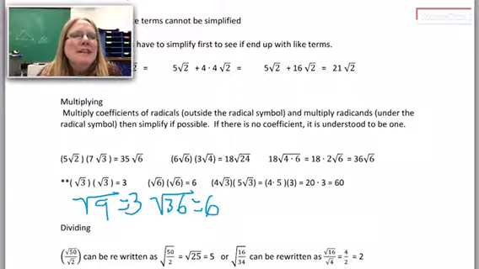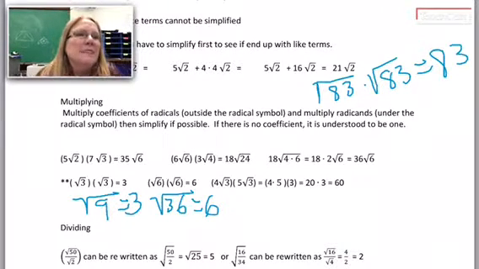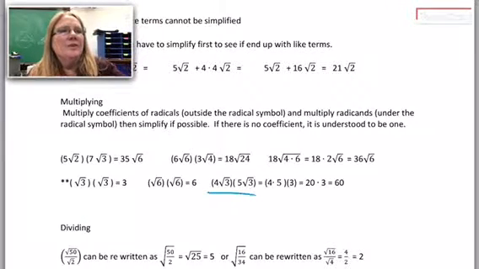So the square root of anything times itself is the number itself without the radical. The square root of 83 times the square root of 83 is 83. So hopefully you can remember that because you're going to need that one. All right, let's look at this next one.